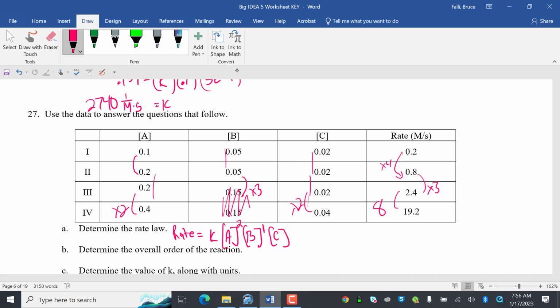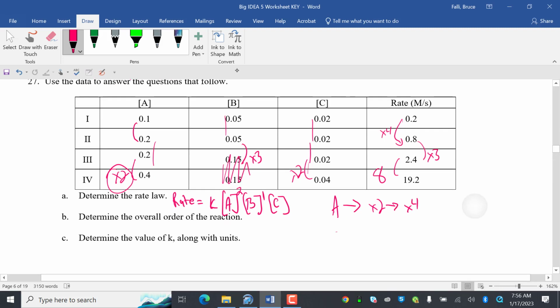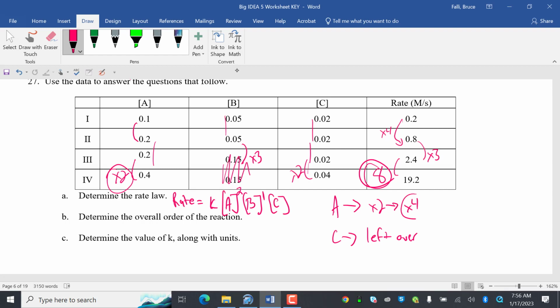So I know A is first order. So if this doubles, right? So the effect of A times 2 makes it times 4, right? So what I have left over, so the effect of C has to be the leftover. So overall, it's times 8. A causes the times 4, so C is the times 2. So when C doubled, its impact on the rate was that it doubled, so that's first order.